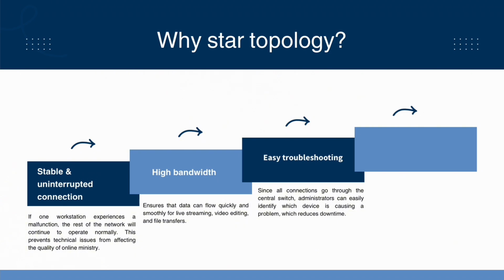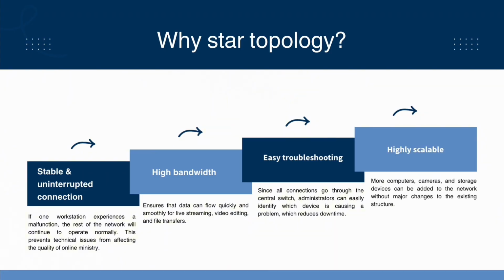Another advantage of the star topology is easy troubleshooting. Since all connections go through the central switch, network administrators can easily identify which device is causing a problem. For example, if the live stream suddenly slows down, the issue can be traced by checking the switch and the connected device. This reduces downtime and helps maintain smooth operations during important church events.